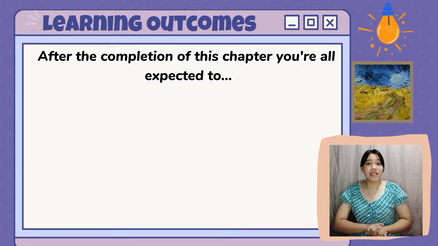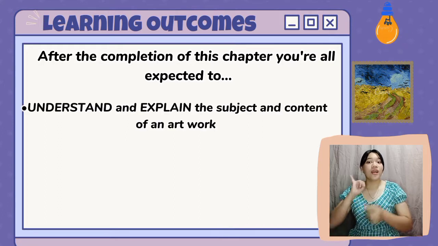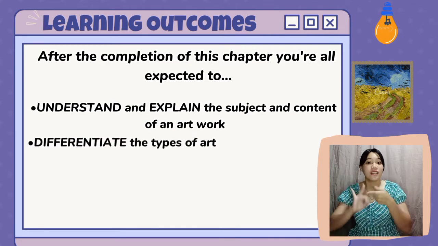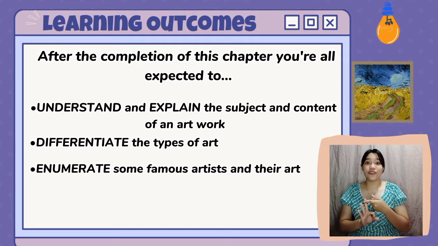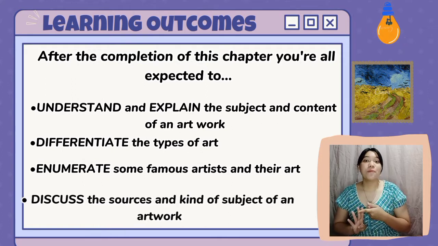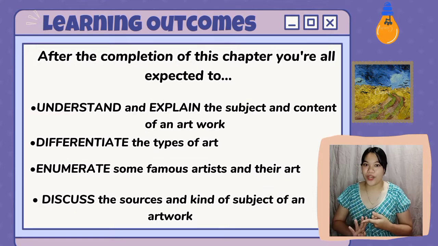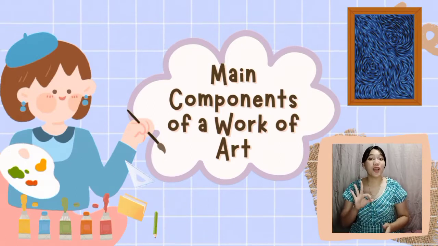After the completion of this chapter, you are all expected to be able to understand and explain the subject and content of an artwork, differentiate the types of art, enumerate some famous artists and their art, and lastly, to be able to discuss the sources and kind of subject of an artwork. So now, let me discuss the three main components of an artwork.